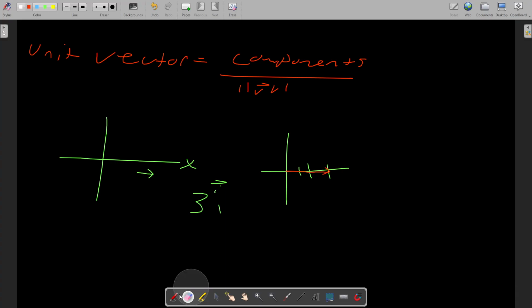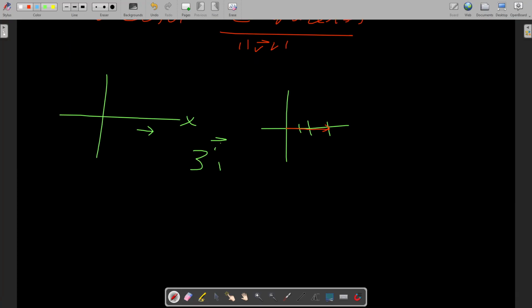Now, say that we have something for the y. Well, what would it be for y then? Well, y is going to be denoted by j. So say we have something like 2j. What does that give us? Well, that would give us a vector like this. Now, there are unit vectors for these. Just i by itself is a unit vector because it'd be kind of like this. And then j by itself is a unit vector.